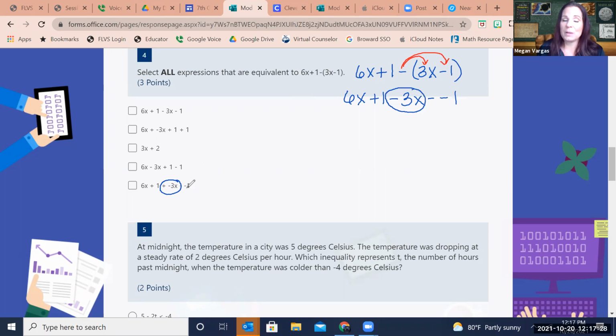Remember that subtraction is the same thing as adding the opposite. So subtracting 3x is the same as adding a negative. We do keep, change, opposite. So these are the same. That means that this one for sure matches what I've got. So I'm going to rewrite it the way that they have it here. 6x plus 1 plus -3x minus -1.